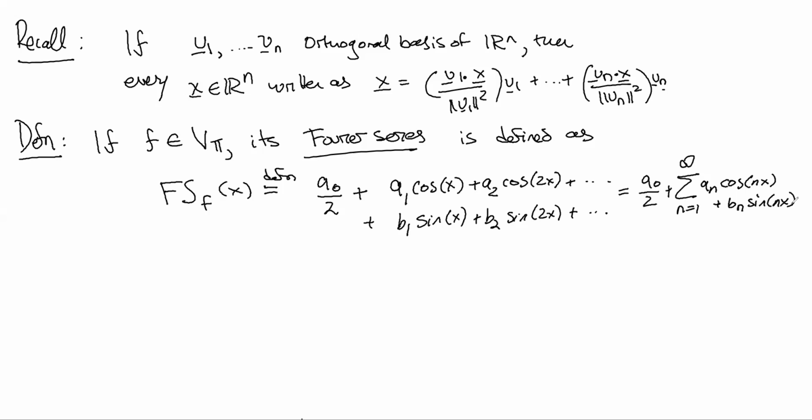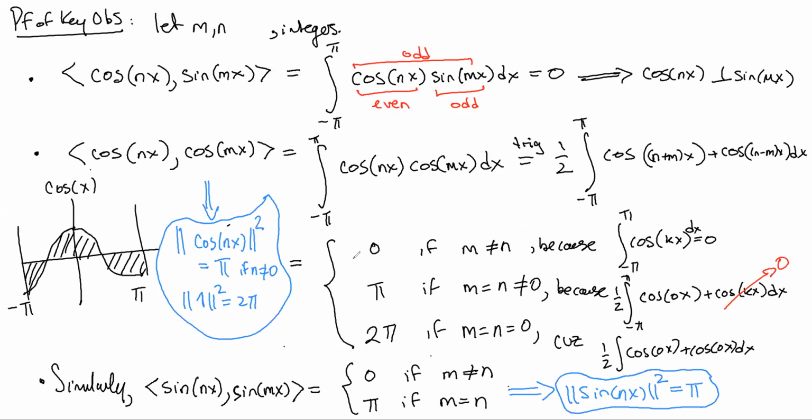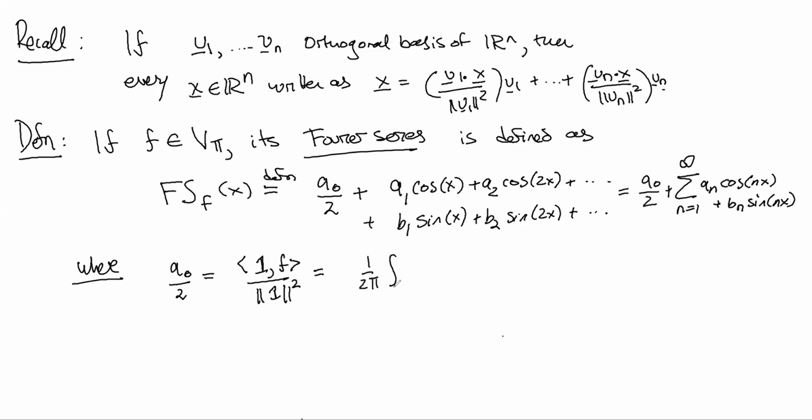where these coefficients have a very specific form. The first coefficient is the inner product of f with the 1 function, divided by the squared norm of the 1 function. We calculated that somewhere on the previous page. The norm squared of the 1 function is 2 pi, so you have 1 over 2 pi times the integral from minus pi to pi of f of x dx.